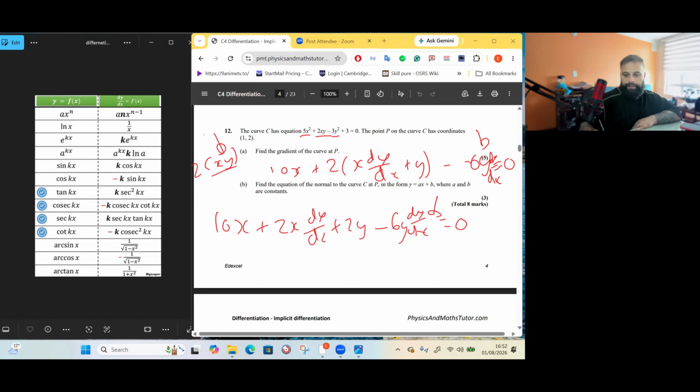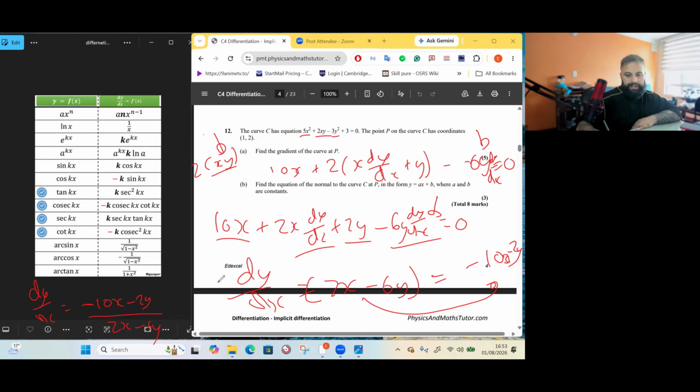So tidying it up, it looks like this. We could factorize by dy by dx, which is just 2x minus 6y. And we move everything else onto the other side, which is minus 10x, and we just divide it over. So we get something that looks like this, and we just divide everything by minus 2. So we get 5x over 3y minus x.